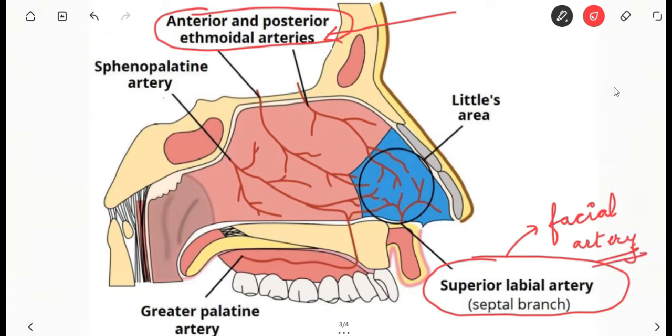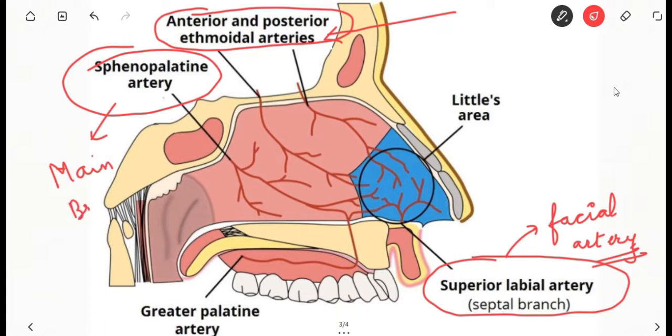The posterior-superior part is supplied by the sphenopalatine artery. So remember, it is the main branch. Whereas the posterior-inferior part is supplied by the greater palatine artery. So the anterior-inferior part of the vestibule of the septum contains the anastomosis between the septal ramus of the superior labial branch of the facial artery, the branch of the sphenopalatine artery and the anterior ethmoid artery.